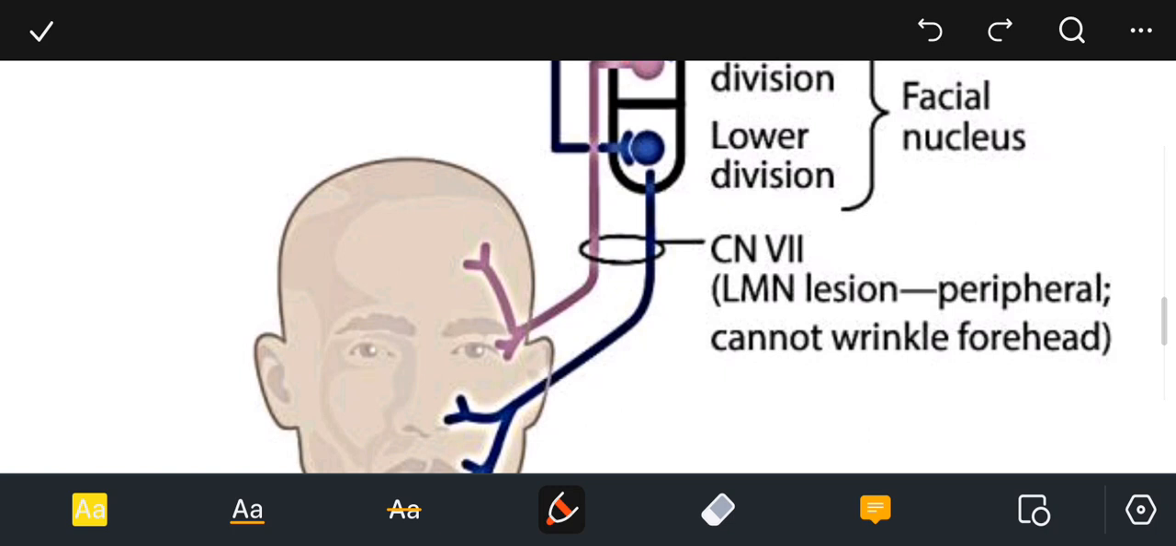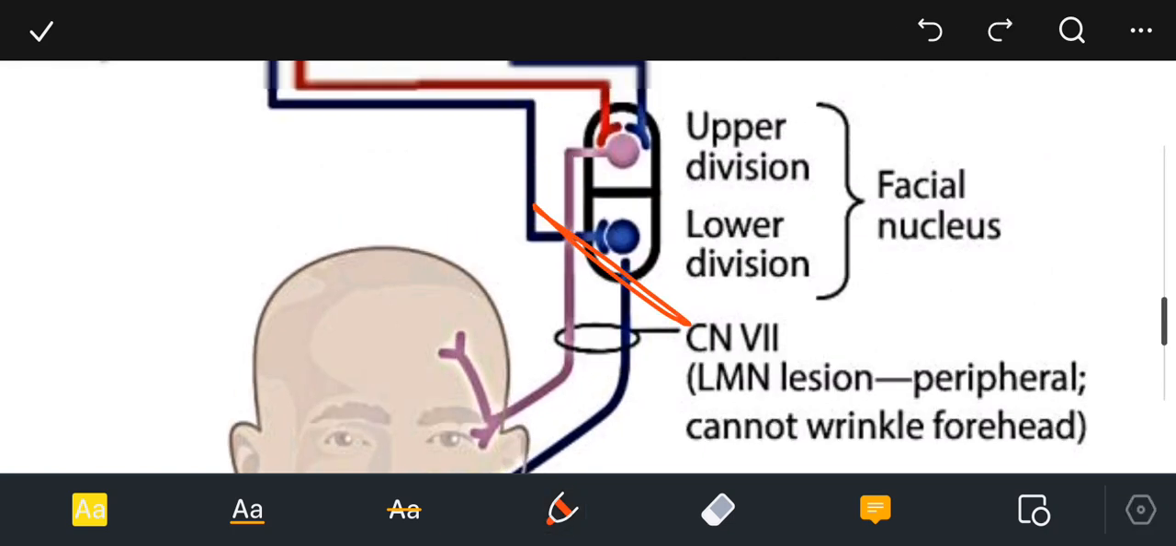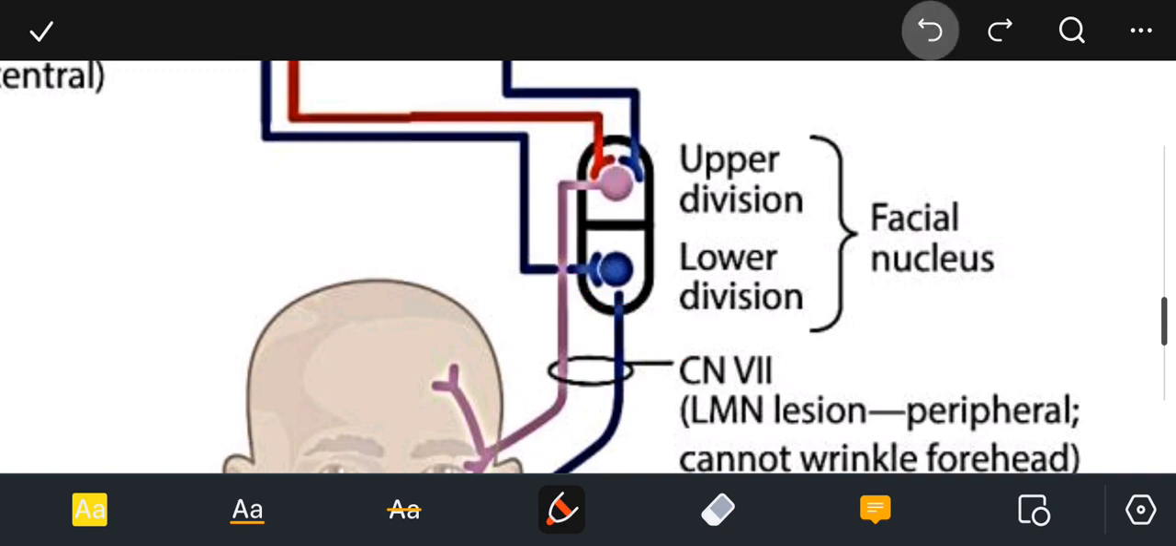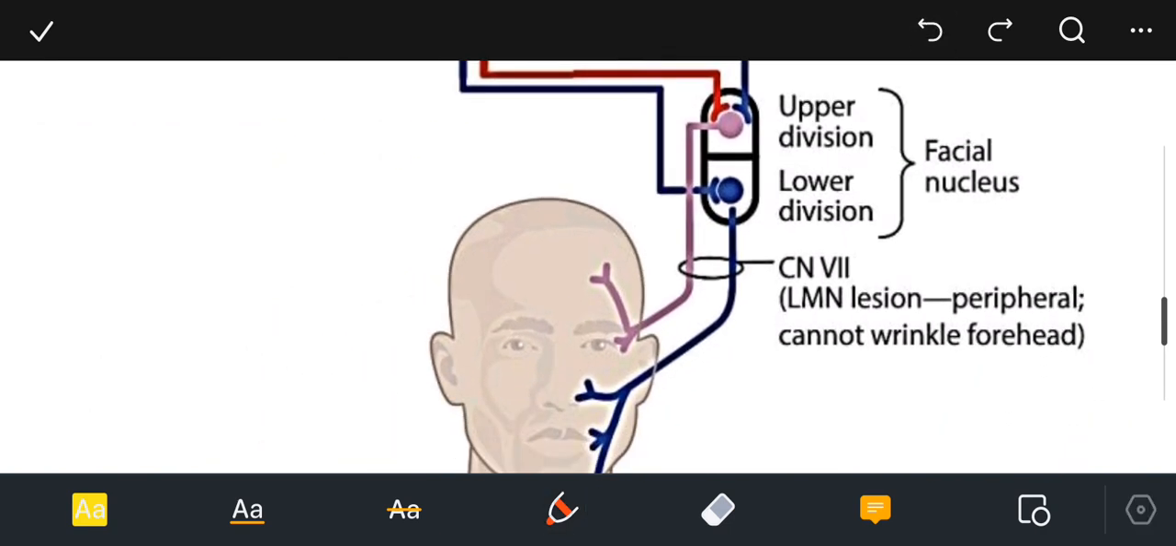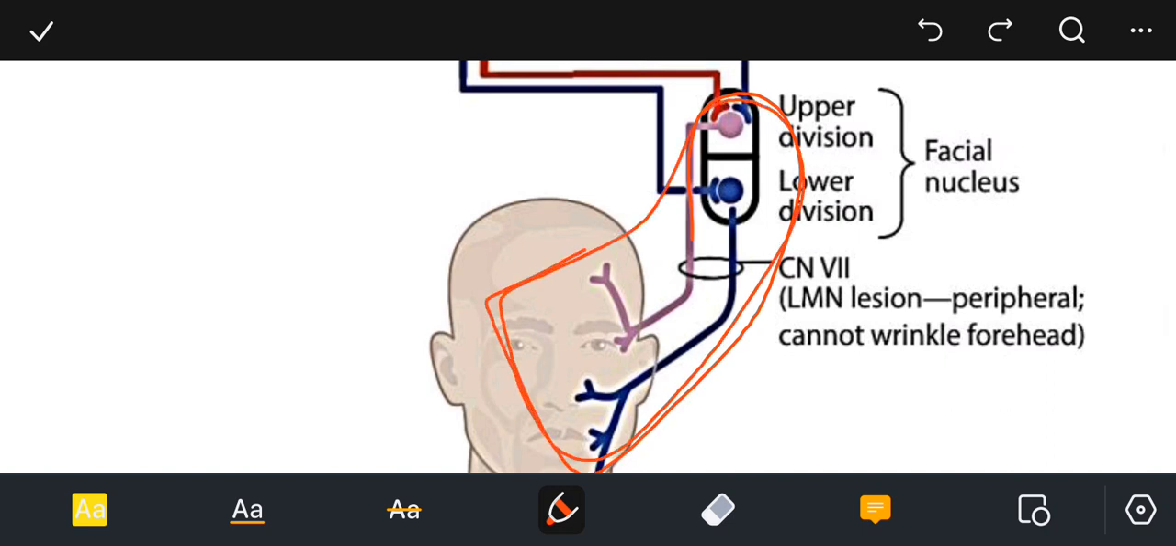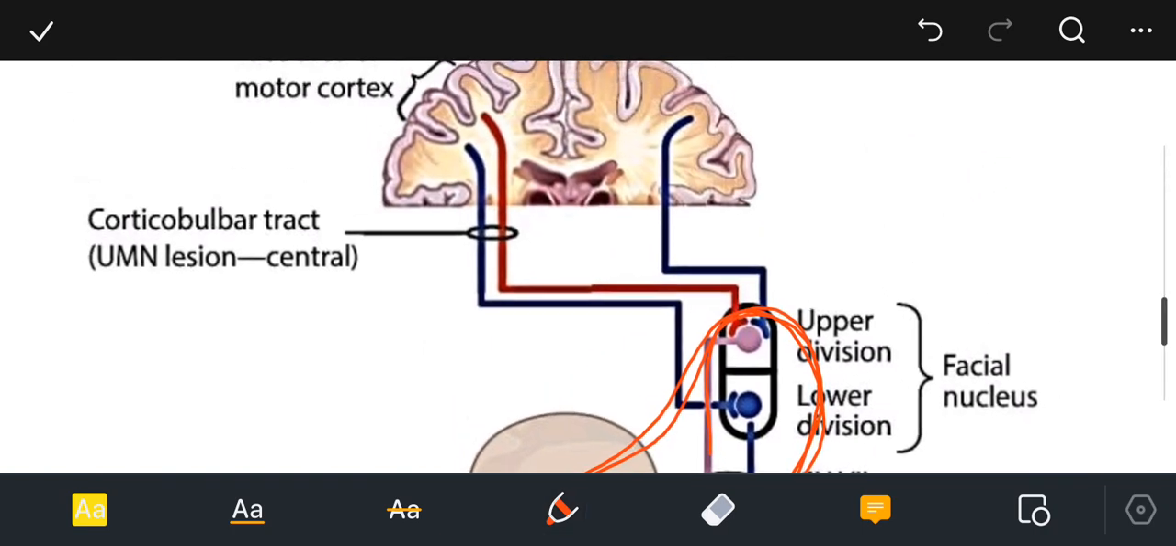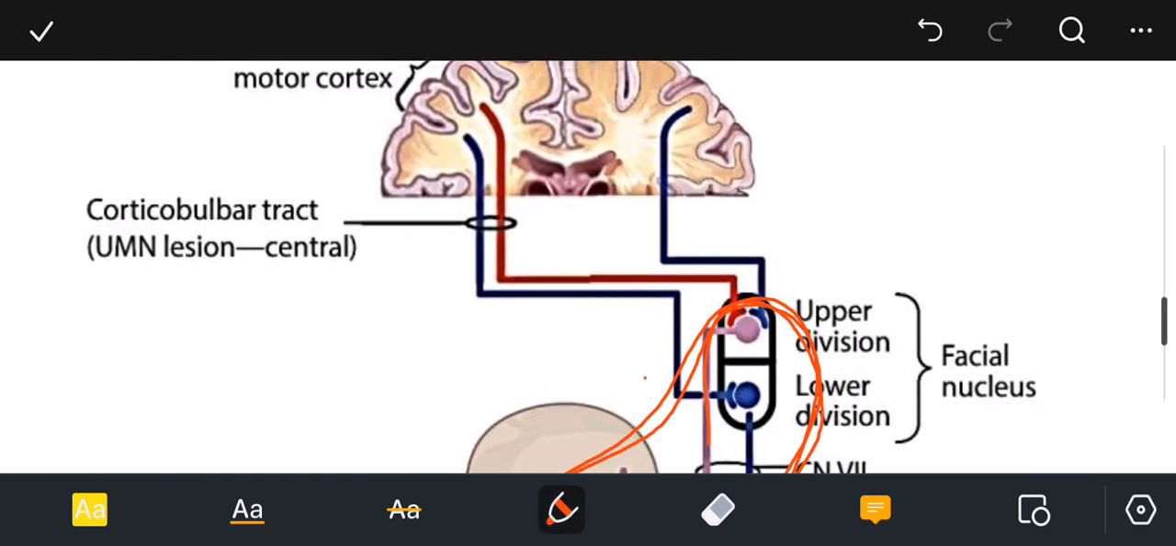The part of the nerve that is below the facial nerve nucleus is the lower motor neuron, including the nucleus itself. The nucleus and the nerve trunk that is below the nucleus are lower motor neuron, and injury to this region will cause lower motor neuron manifestations. And the neurons which are coming from the cortex all the way to the nucleus, before the nucleus, are upper motor neurons, and a lesion to them will lead to upper motor neuron deficits.